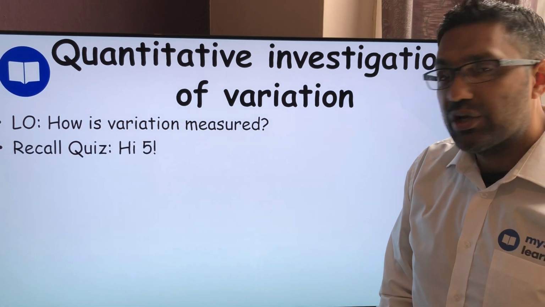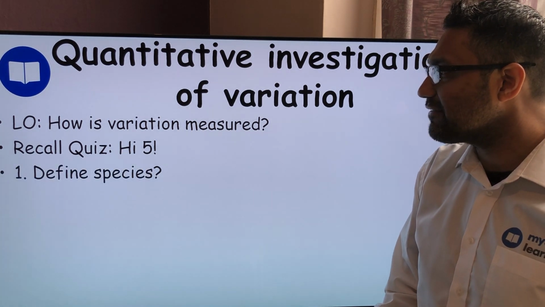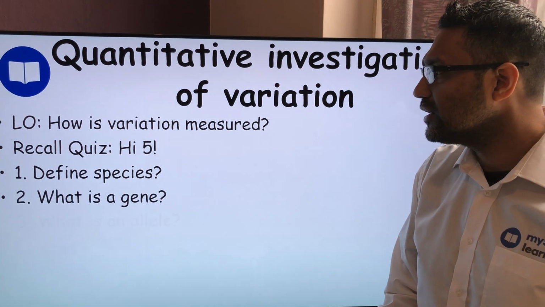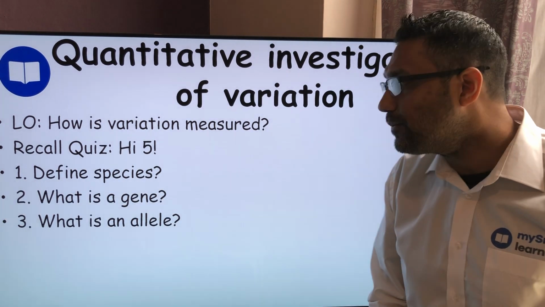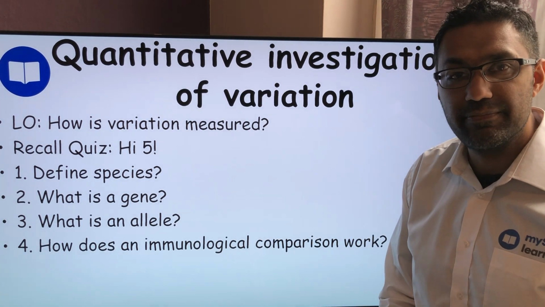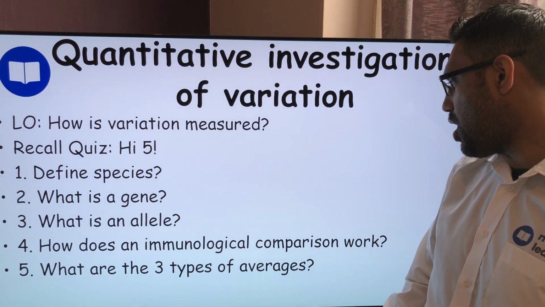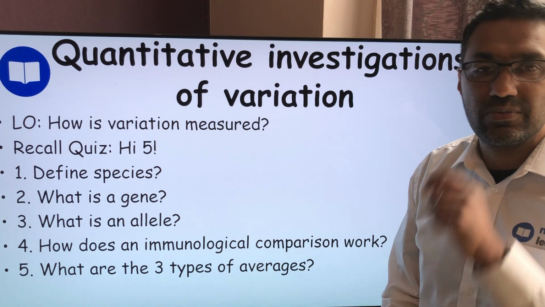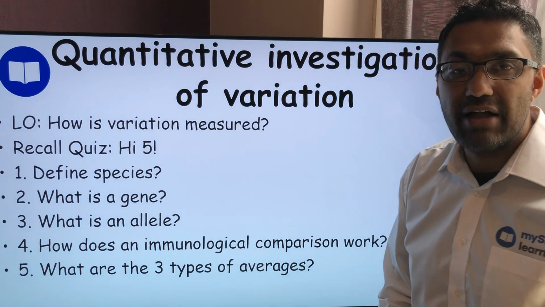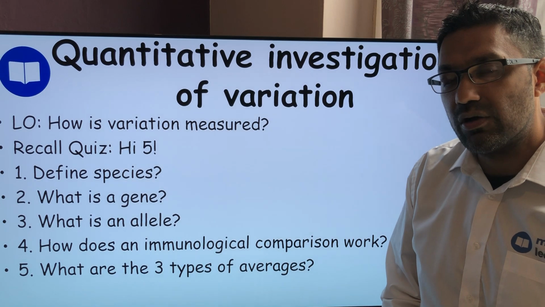Now, recall quiz, high five. We don't want to forget those. Number one, what is the definition of a species? Number two, what is a gene? Number three, what is an allele? Number four, how does an immunological comparison work? That's a tricky one, that's what we looked at last lesson. And number five, what are the three types of averages? That wasn't a question from previously, but you should know that from your GCSE maths. Press pause, have a go at those questions, and when you've finished, unpause and we'll go through them.